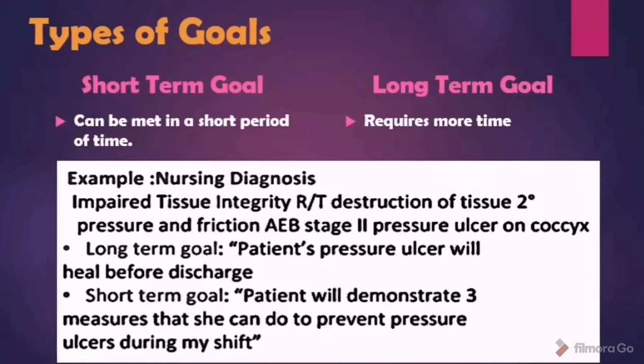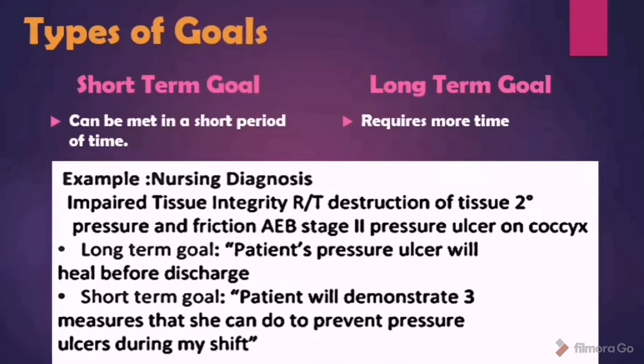Always remember that goals are derived from the client's nursing diagnosis, primarily from the diagnostic label. The diagnostic label contains the unhealthy response. It states what should change. For example, if the nursing diagnosis is impaired tissue integrity related to destruction of tissue secondary to pressure and friction as evidenced by stage 2 pressure ulcer on coccyx, our long-term goal would be patient's pressure ulcer will heal before discharge, while our short-term goal would be patient will demonstrate 3 measures that she can do to prevent pressure ulcers during my shift.